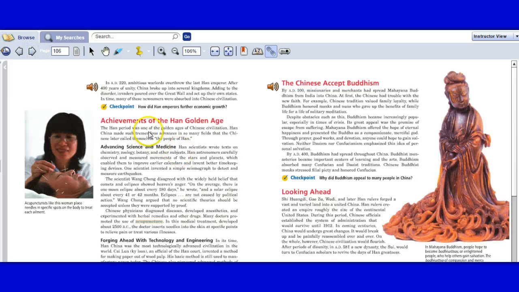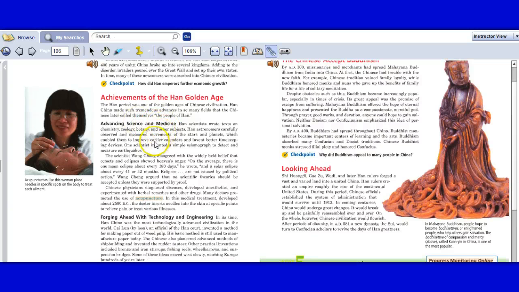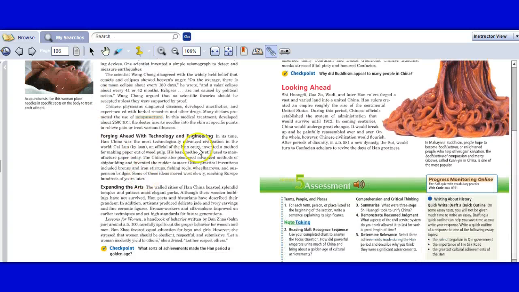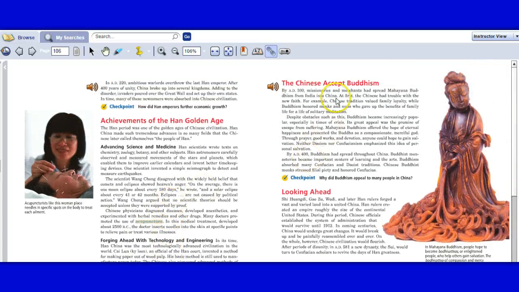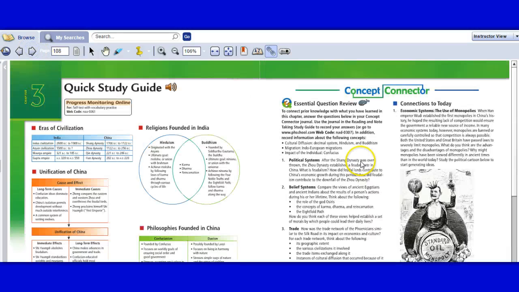Continuing on, achievements of the Han, or the Golden Age: advancing science and medication. We're talking about zoology. As you can see, acupuncture is invented, forging ahead with technology and engineering, expanding the arts, and then finally the Chinese accept Buddhism. So Buddhism is our third religion on our note guide, and that is the end of the reading assignment.